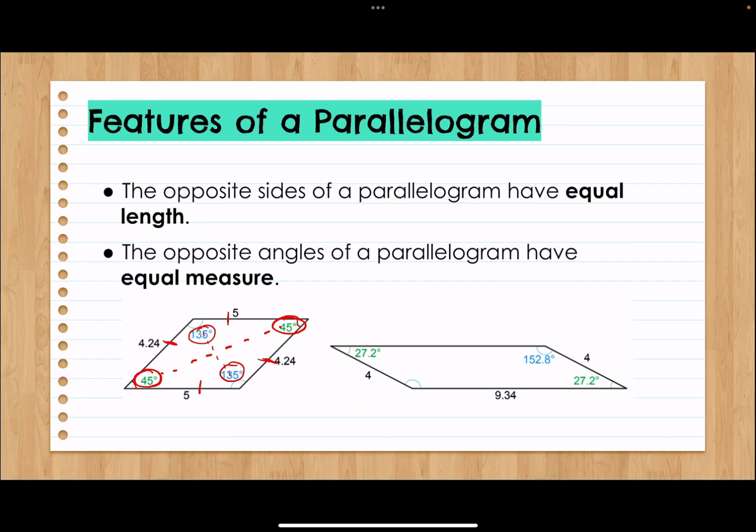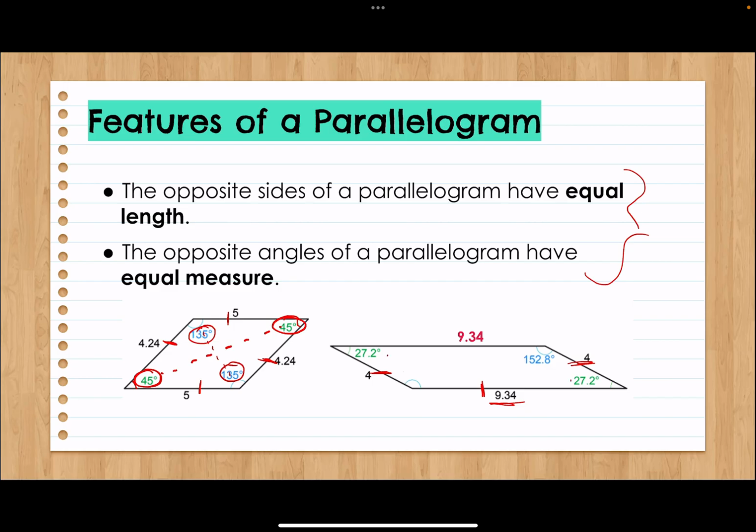So let's do the second parallelogram together. I know this is a parallelogram. It's given. So if I know it's a parallelogram, I automatically know that it has these two features, no matter what. If this side and this side are 4, they're equal to each other. If I know that this side is 9.34 units long, I know that the other side is also 9.34 units long.